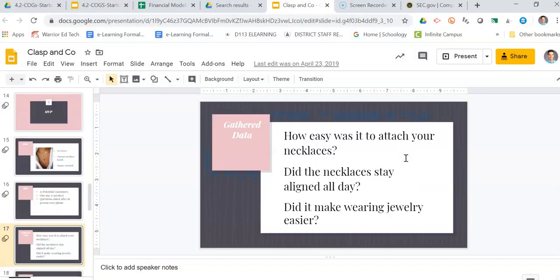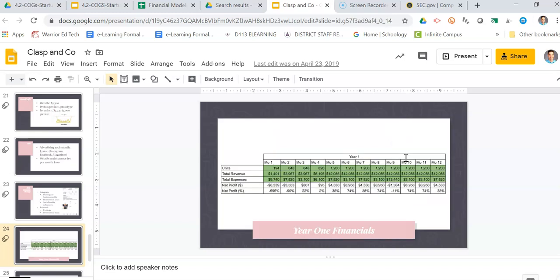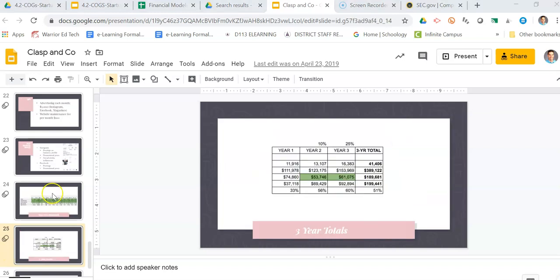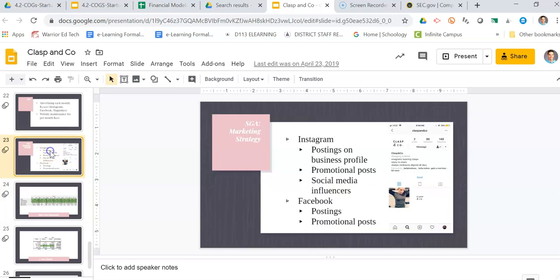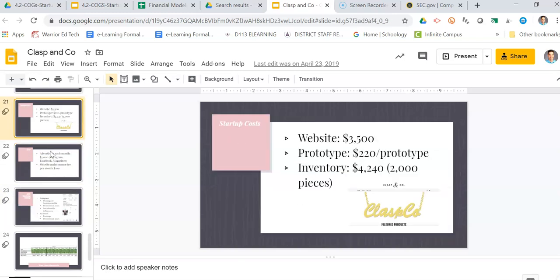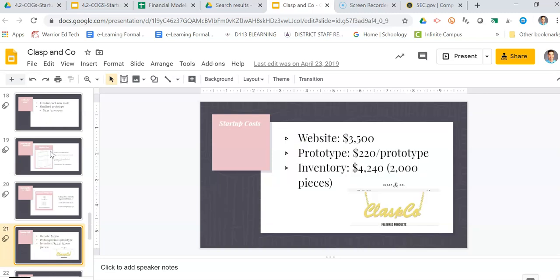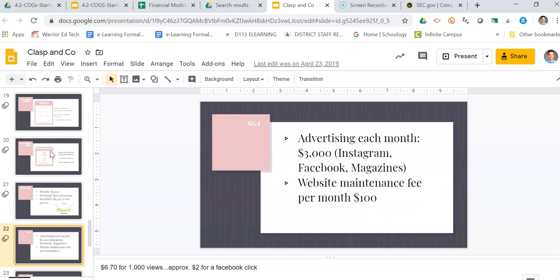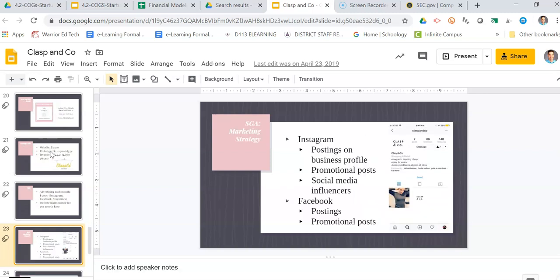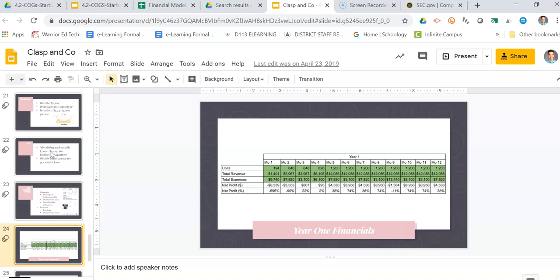So as we look at their model here, you can see here on the Clasp & Co., they had to break out the slides for me. So they have the cost of goods sold. Sorry about this. All right, so there's the product, and then we get to the startup cost: the website, the prototype, the initial inventory run. They had 2,000 pieces made. And then they have their SG&A ongoing, and how they plan on spending all that, and then they put it into the model here.